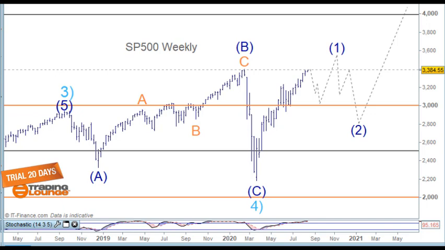Starting with the weekly chart here, we're looking at an expanded flat for wave 3 with an A wave, a B wave and a C wave. An expanded flat takes out the top and also takes out the low of wave A. We can count this up as 3 waves and this down as 5 waves. And then the current move up through here, we're looking for wave 1, and then an ABC for wave 2 in this space here.